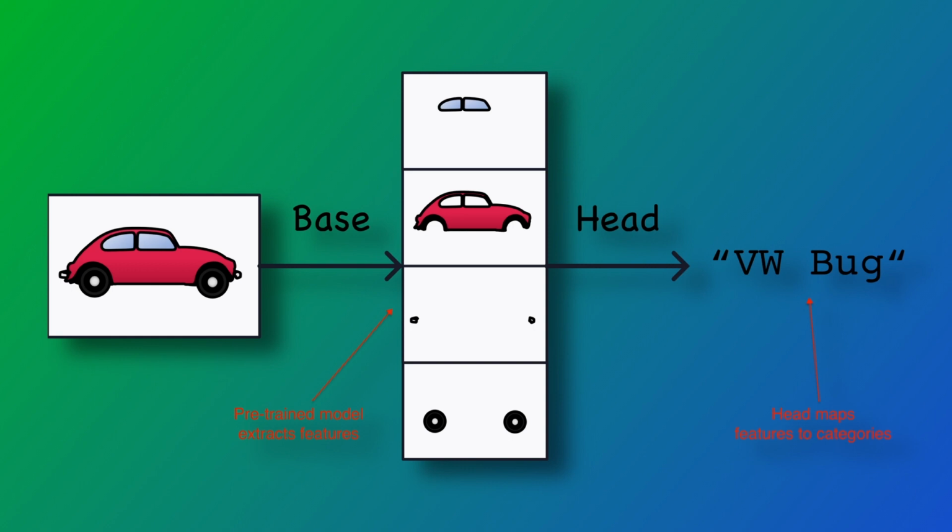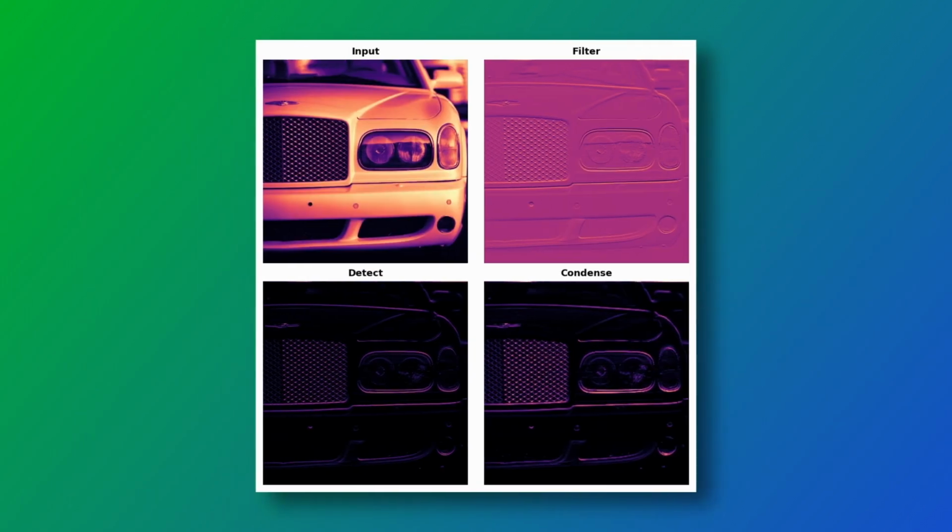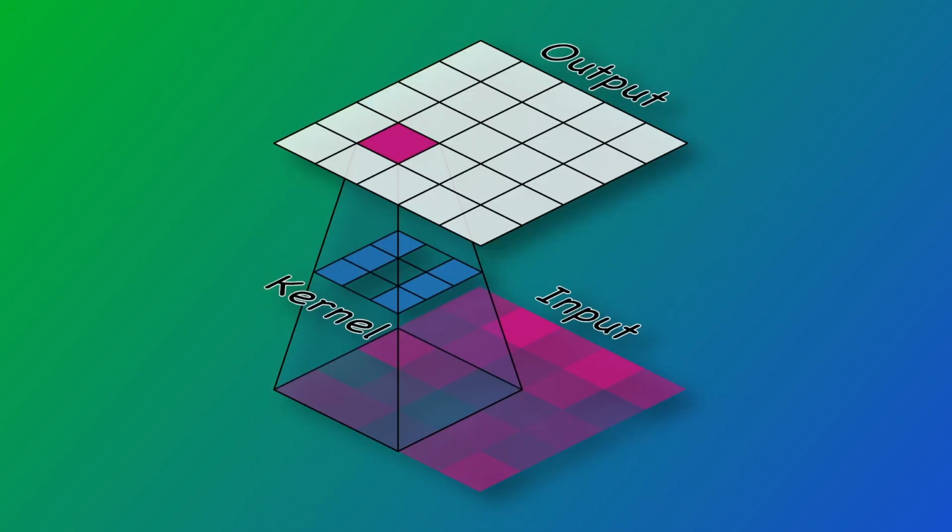The head takes the features and assigns them into a category. For example, it's a cat, it's a dog, it's a car, it's a giraffe. The convolutional neural network has 3 steps in the base. First, we have the convolution, which uses a set of filters that slides over the image. The process transforms the input image into one or more feature maps, highlighting certain features of the image.